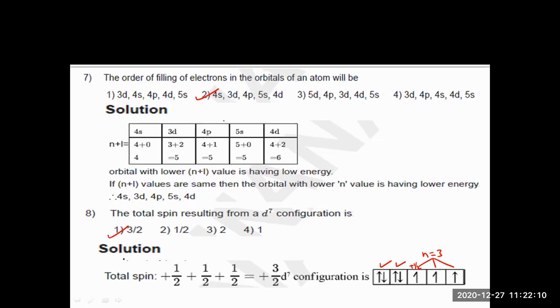Fe2 plus is 3d6, and 3d6 means 4 unpaired electrons, so the spin is 2. Mn2 plus is 5 by 2. Good, like that. Okay, fine. We shall proceed.